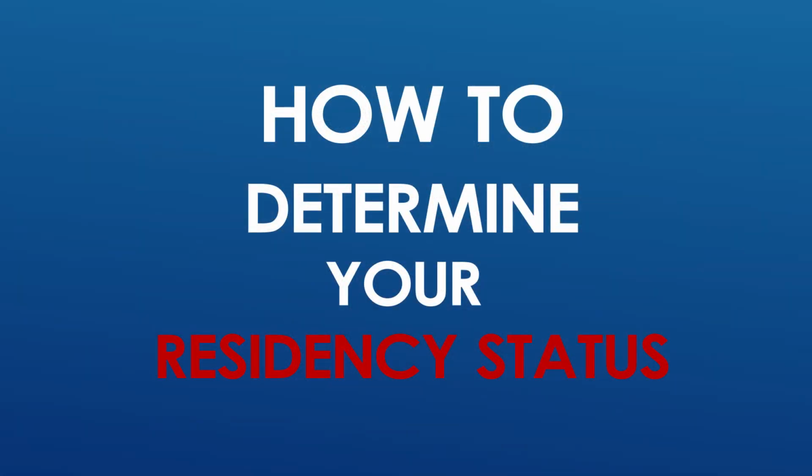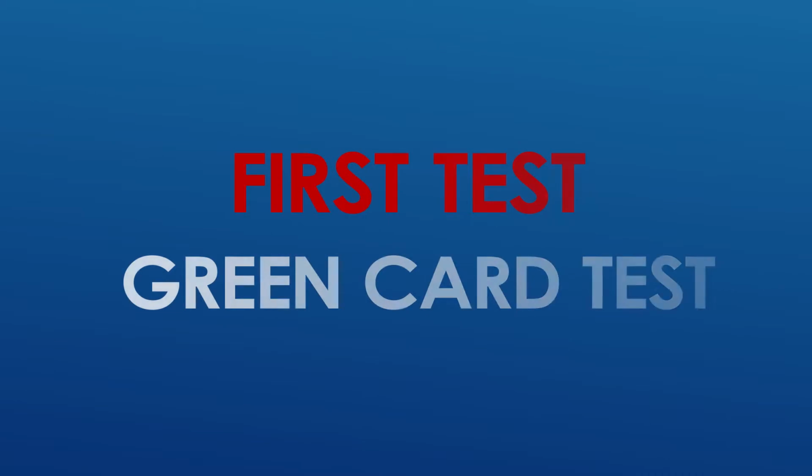How to determine your residency status. The two tests for determining whether you are a resident or non-resident alien are explained on the first few pages of IRS Publication 519, and I will give you a brief summary of each. The first test is the green card test. You are a lawful, permanent resident of the United States if you have been given the privilege, according to the immigration laws, of residing permanently in the United States as an immigrant.